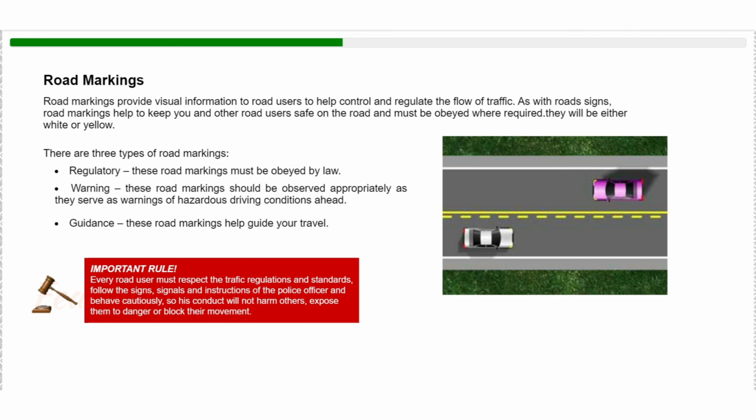Important rule. Every road user must respect the traffic regulations and standards, follow the signs, signals and instructions of the police officer and behave cautiously, so his conduct will not harm others, expose them to danger or block their movement.